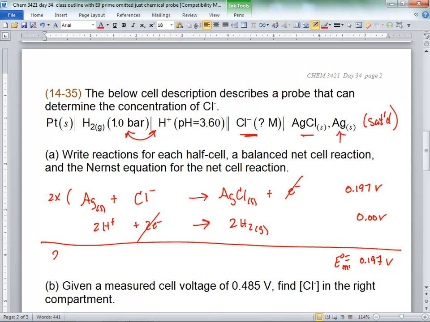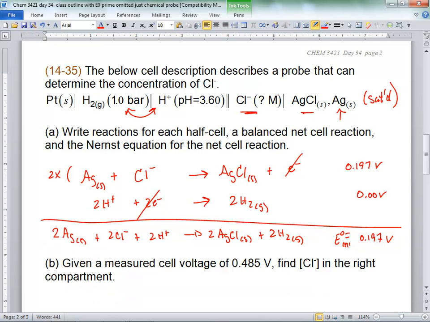All right. We'll have 2 silver solids plus 2 chlorides plus 2 hydrogen ions goes to 2 silver chlorides and 2 hydrogen gas. Okay. So 2 mistakes here. There's 1 mistake, and there's another one. I should say saturated. I'll have to fix that. Okay, so given a measured cell potential, is this everything I wanted? Right, reactions, right? Oh, we didn't write the Nernst equation.